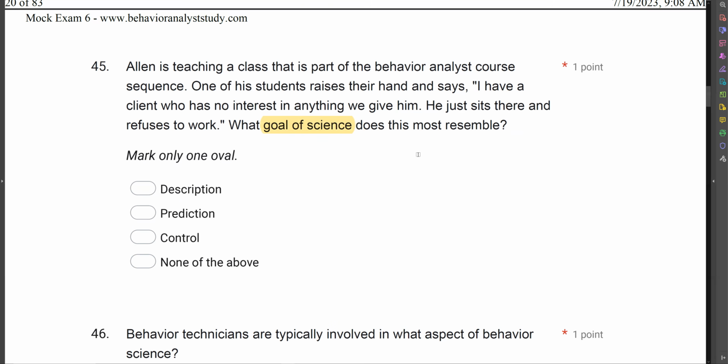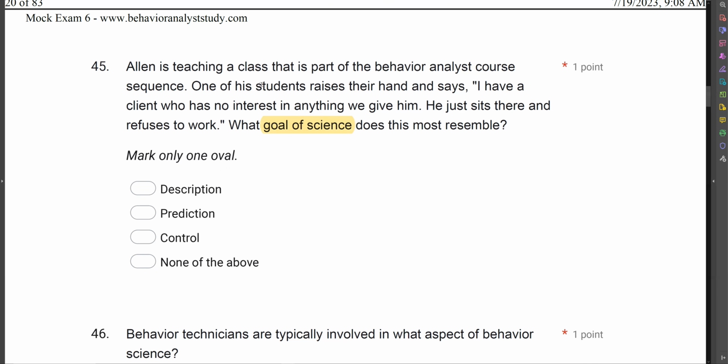What are our goals of science? Description, prediction, control. Description says what? Description, exactly what it says, right? We are just describing what we see. Nothing more, nothing less. Prediction, we're making hypotheses. We're drawing correlations between things we see. Control, we're now manipulating and experimenting with things we see to try and gain functional control over situations.